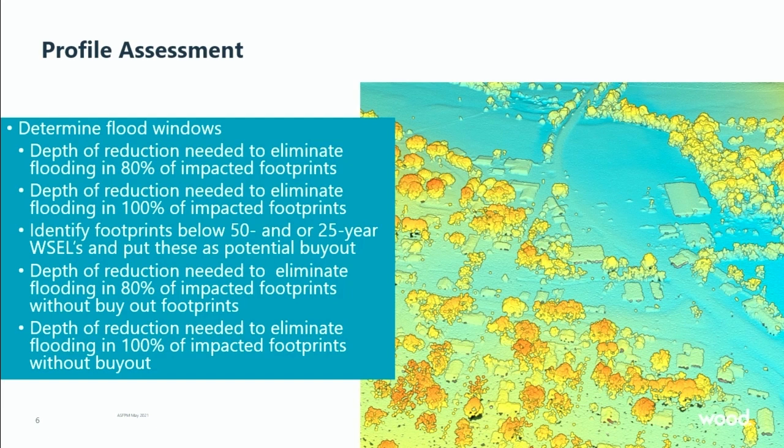So then you go back through and look at what the windows are without the buyout footprints, and that becomes your true window that you probably move forward with in determining what kind of flood reduction alternatives would be applicable to each of the given reaches.